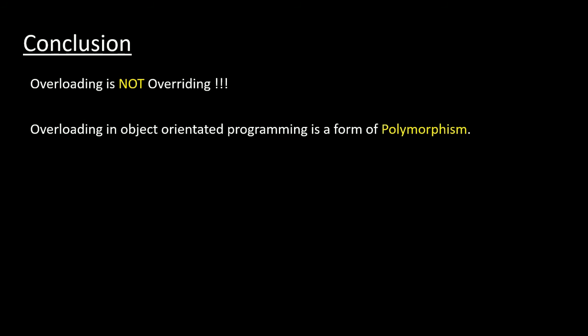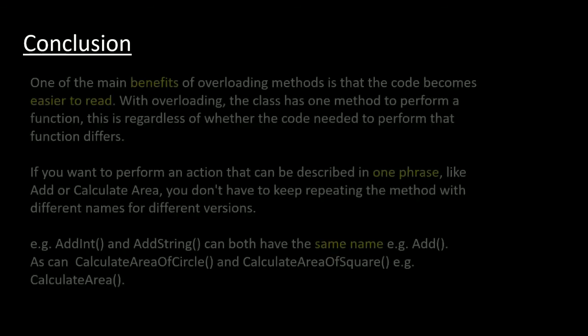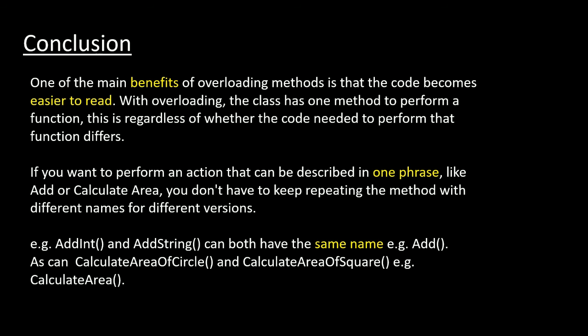In conclusion, be aware, overloading is not overriding. Overloading in object-oriented programming is a form of polymorphism. Overloading in object-oriented programming is where multiple methods within the same class have the same name. The method that is ultimately used is determined by matching it with the signature of the parameters used in the call. One of the main benefits of overloading methods is that the code becomes much easier to read.